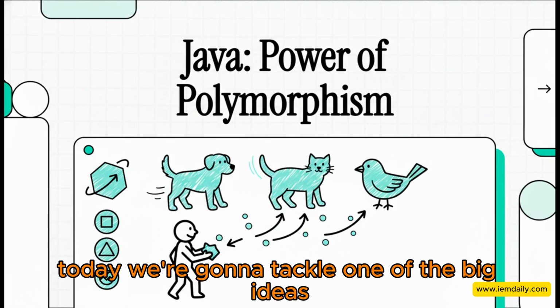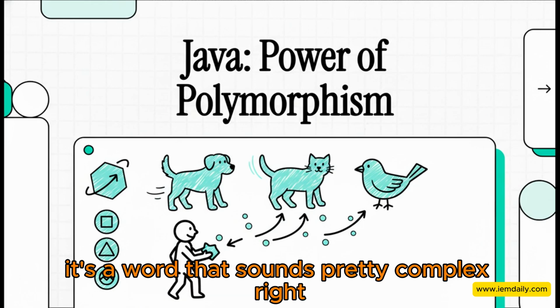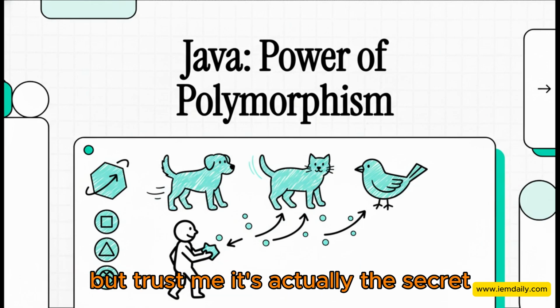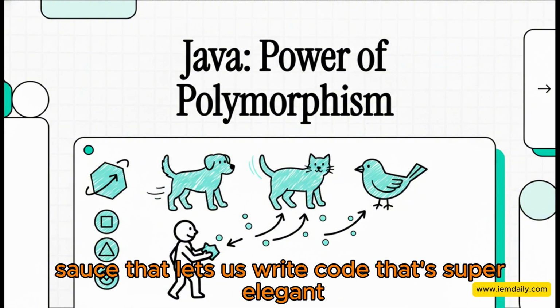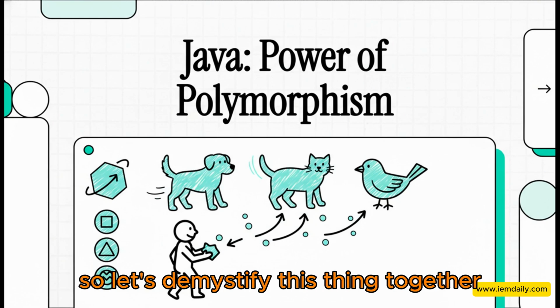Hey everyone, today we're going to tackle one of the big ideas in object-oriented programming, polymorphism. Now I know, it's a word that sounds pretty complex, right? But trust me, it's actually the secret sauce that lets us write code that's super elegant, flexible, and honestly, just plain powerful. So let's demystify this thing together.